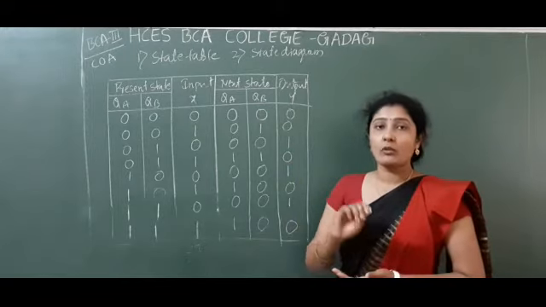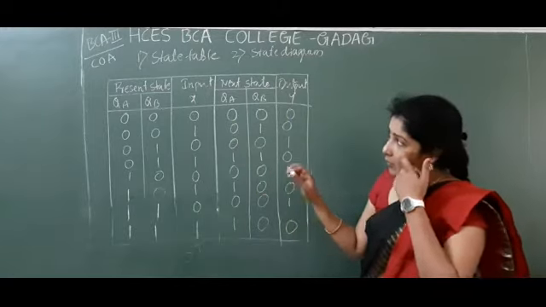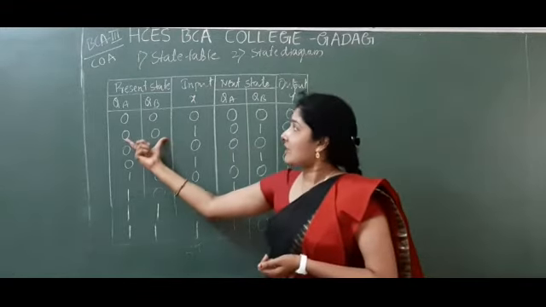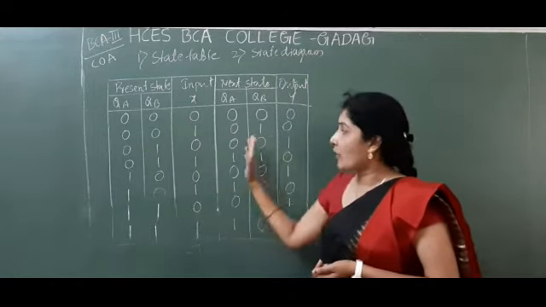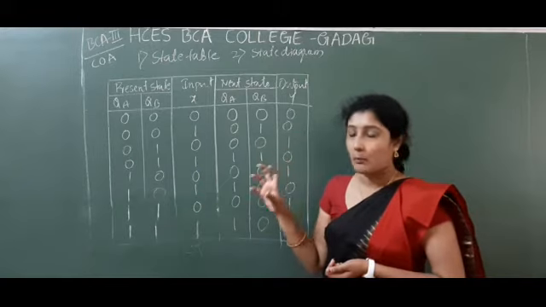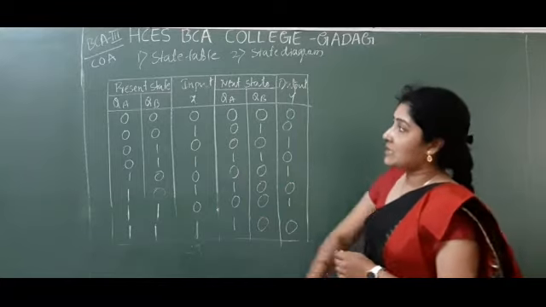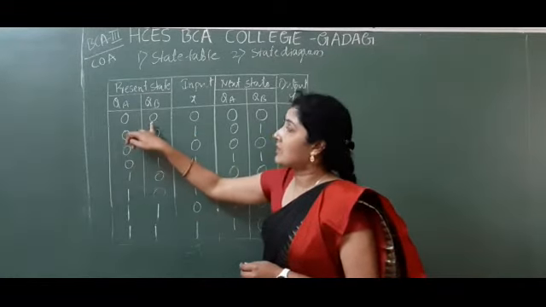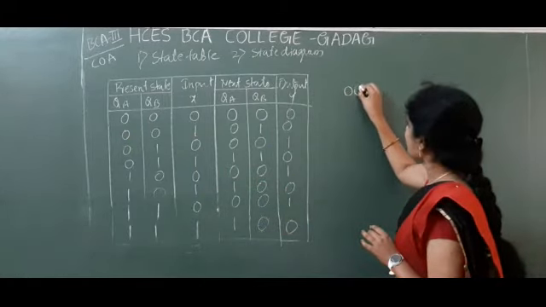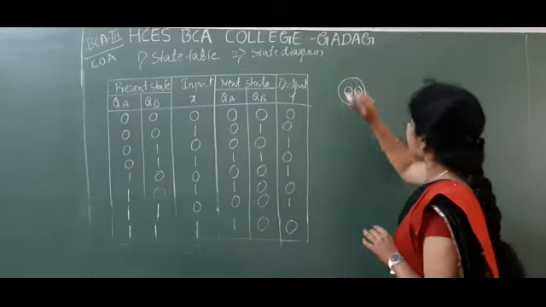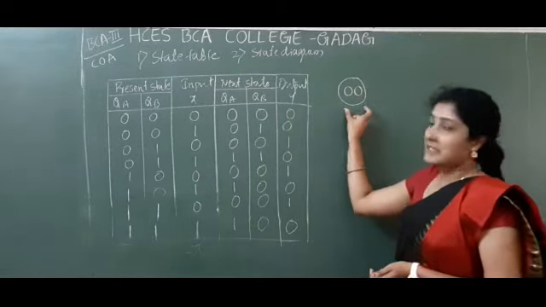Now I will tell you how to draw the state diagram when a state table is given. See here, what is there in the table? Present state, next state, input and output. These four are compulsory concepts which appear in the truth table or state table. Now, what do we have to do? First we have to look at the present state. What is the present state? 0, 0. This is how we draw the present state.